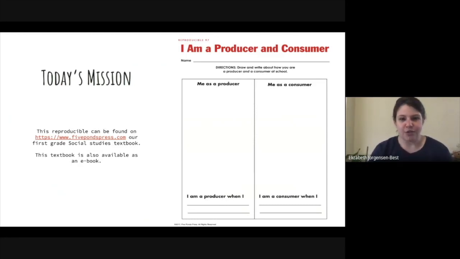So today's mission, let's review it all. You're going to write and draw a sentence of you as a producer. You're going to write a sentence and draw you as a consumer. And then you're able to do more and learn a little bit more from your choice of the quizzes, vocabulary practice, or you can learn more about goods and services in the sheet link below your video link.